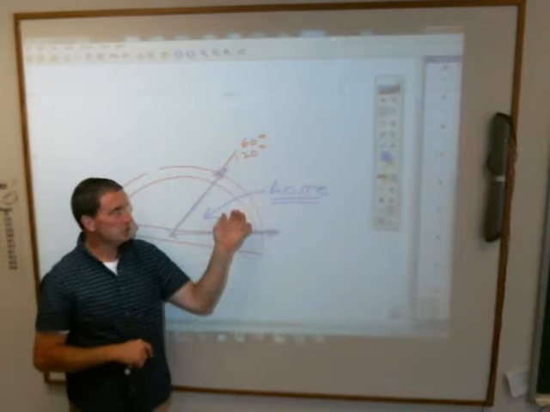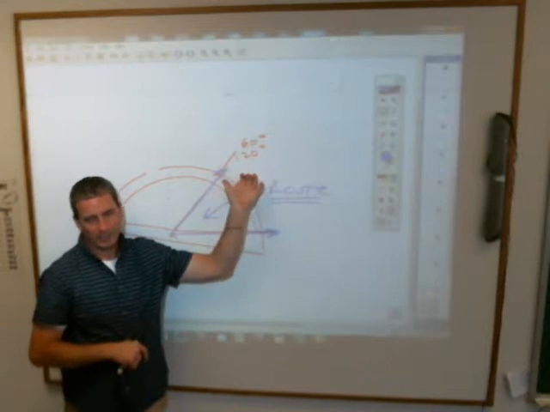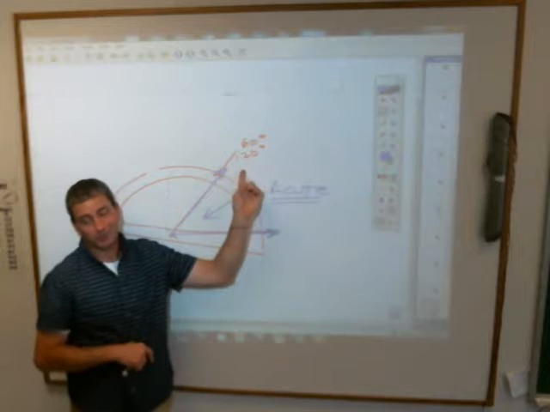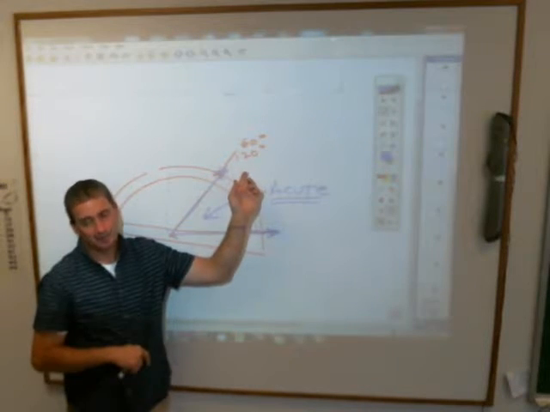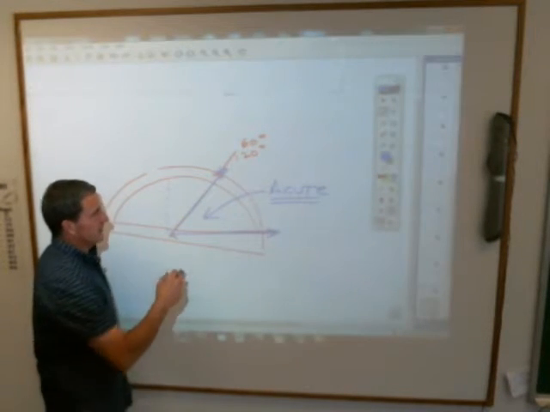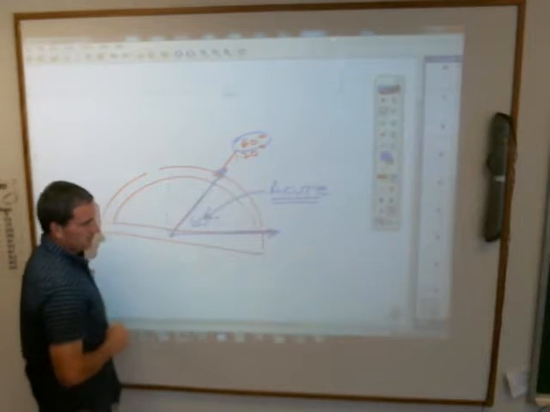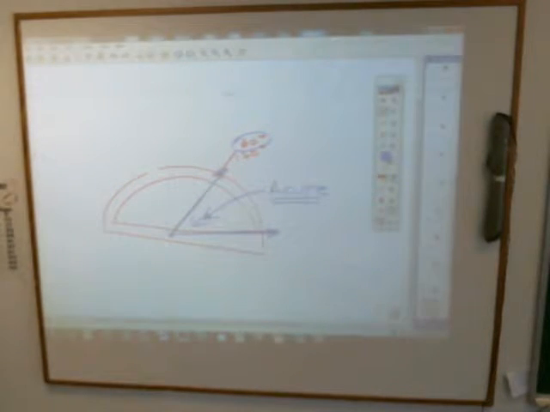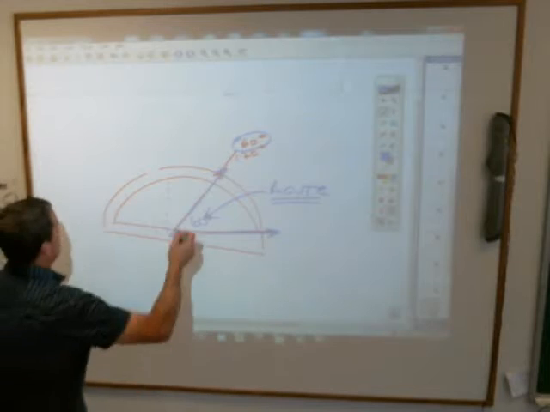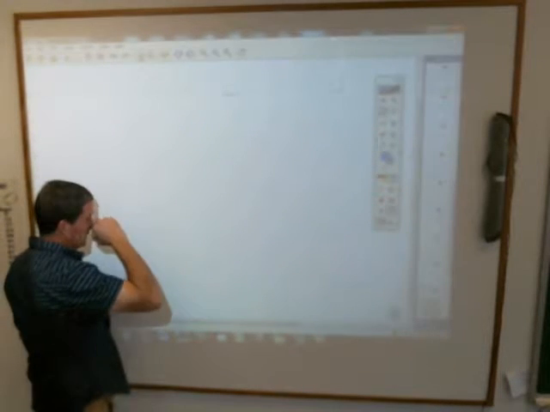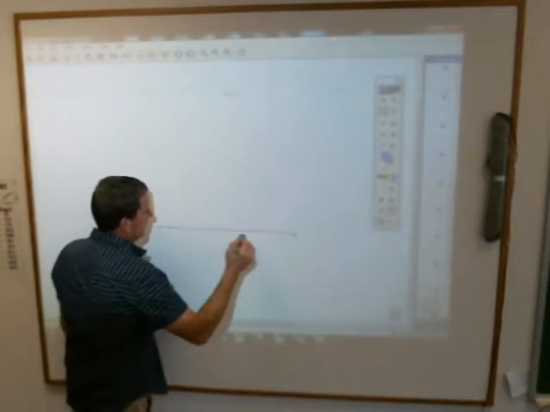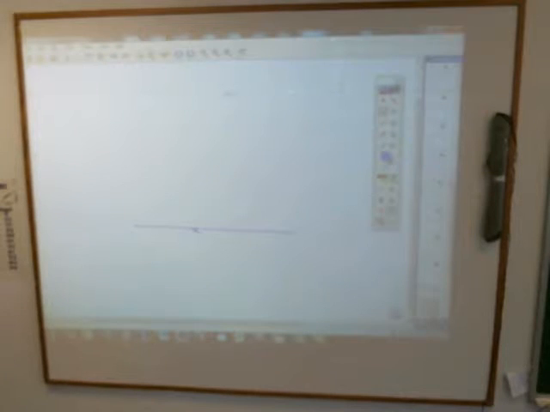Since this angle is acute, it has to be less than 90 degrees. Is there any way it could be 120 degrees? No. So I have to pick this one for my measurement. It has to be 60 degrees. We did a whole bunch of stuff with that last year, so that should not be earth-shattering for you. Then take a look at the next page. Please make sure you understand that; they give you a little diagram of a bunch of angles.